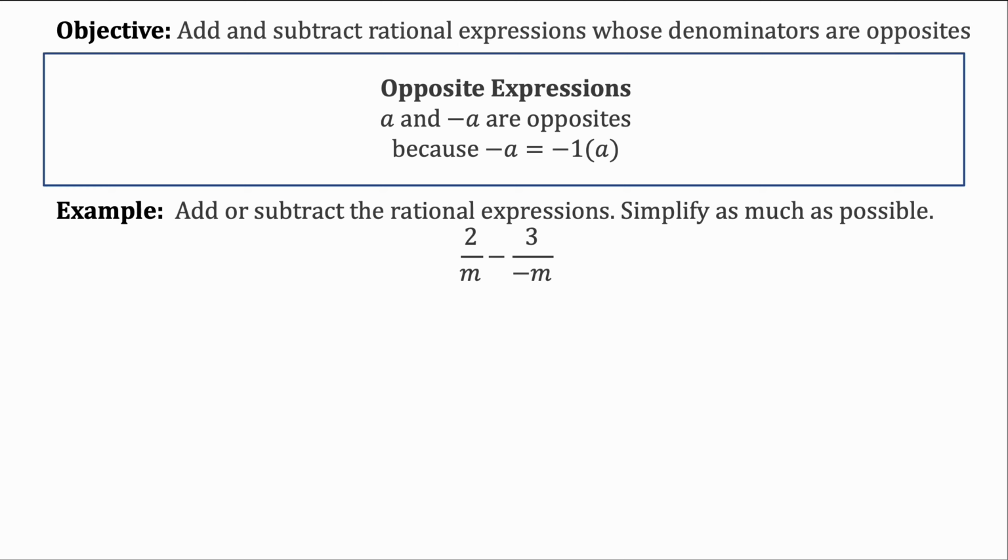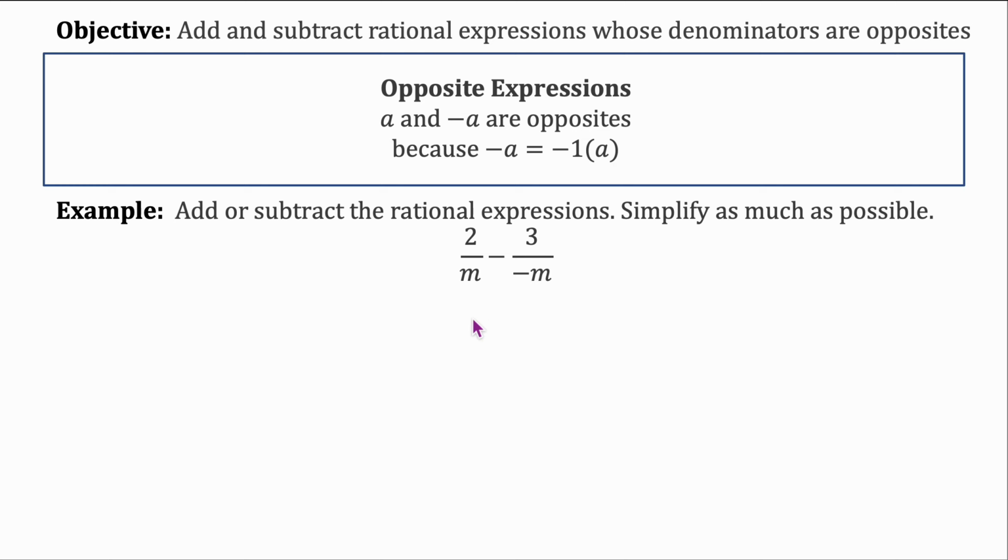In this video, we are going to add and subtract rational expressions whose denominators are opposites. Now remember, mathematically, opposites a and negative a look like you would see here, but you can also think about negative a as being negative 1 times a. So just remember that, you can rewrite negative a as negative 1 times a, and sometimes that can be very helpful.